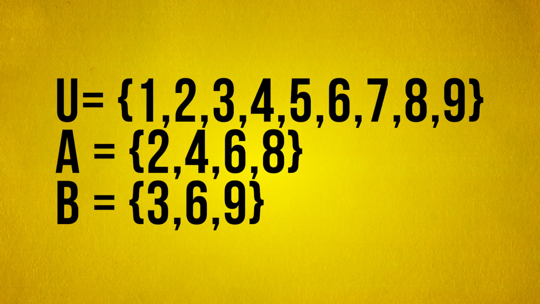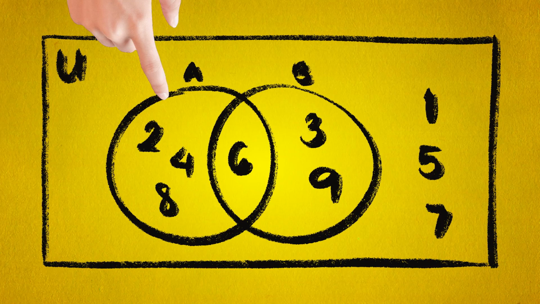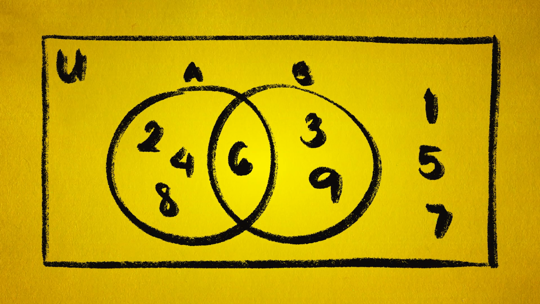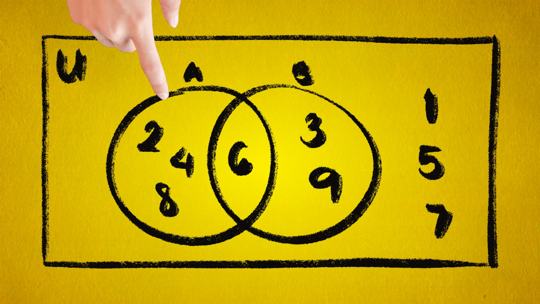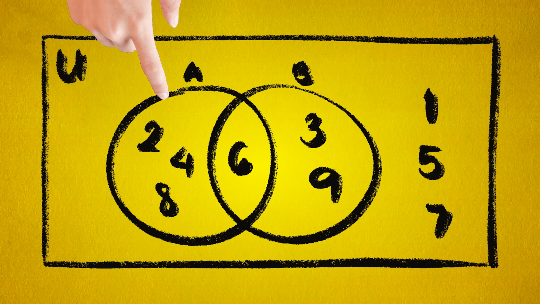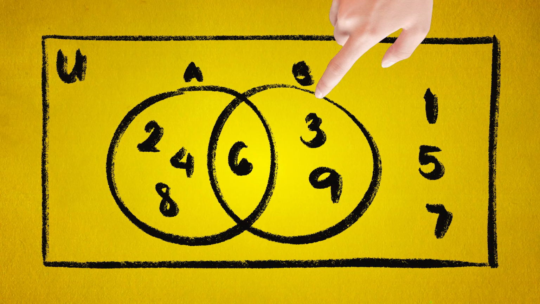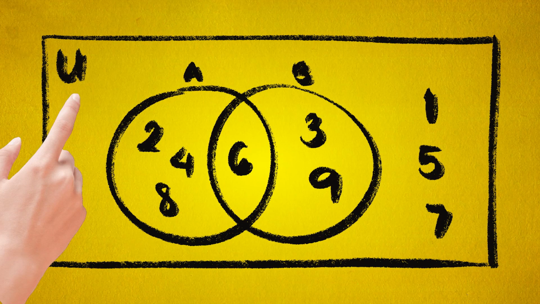Sounds like a lot, right? This is where Venn diagrams come in. They make sets easier to digest. Going back to our example, if we insert them into a Venn diagram, it would look like this. Our universal set would be now represented by everything inside the rectangle, while sets A and B are represented by the overlapping circles. Aside from making sets easier to understand, Venn diagrams also help make performing operations on sets easier.